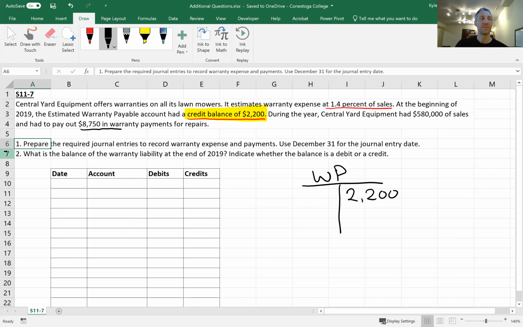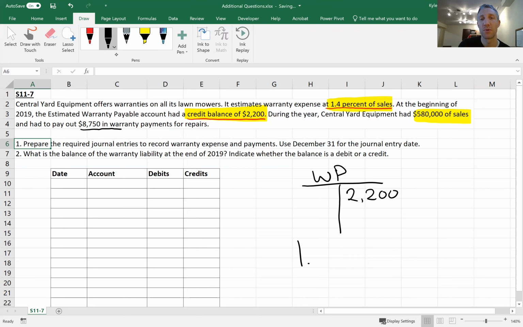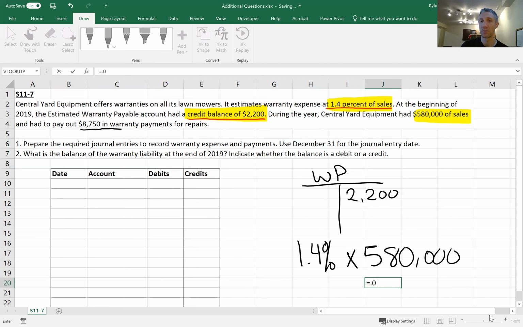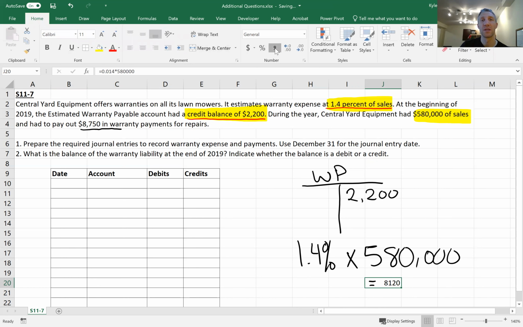Okay, well, this is fairly straightforward. The warranty expense is simply 1.4% of sales. And then it gives us what the sales were, $580,000. So 1.4% multiplied by 580 is going to be the estimate for the warranty expense. So 0.014, I'm sorry, times 580 is going to be $8,120. This is going to form the estimate of the warranty expense.